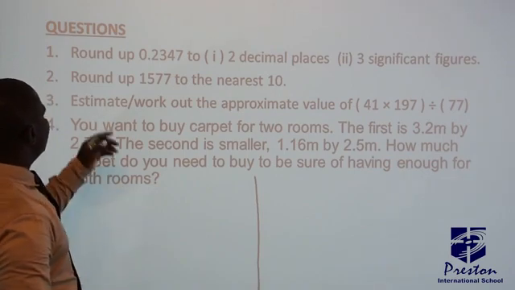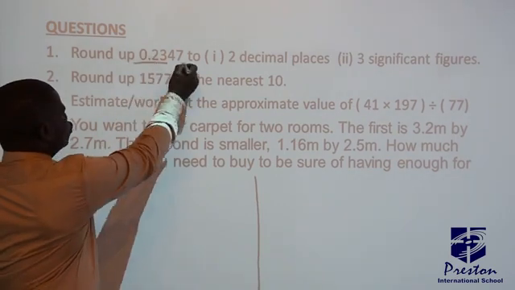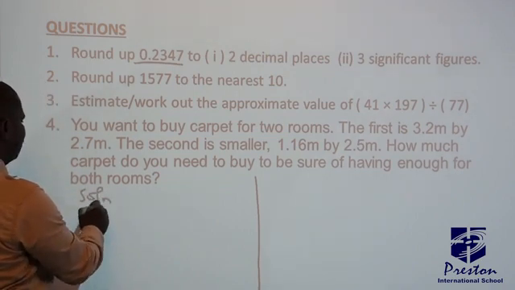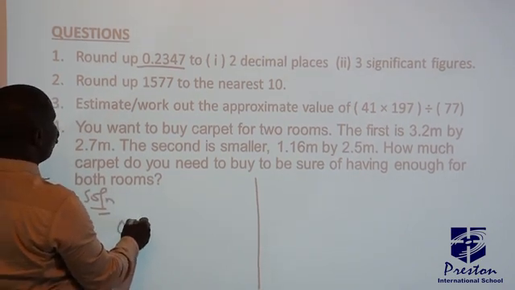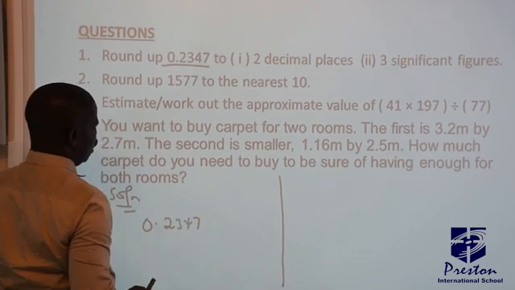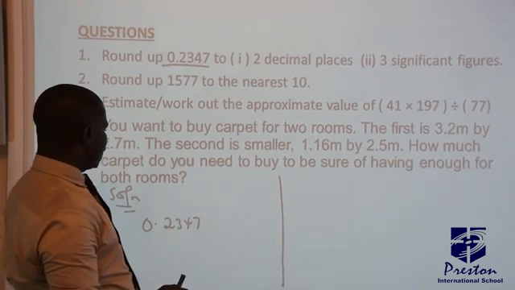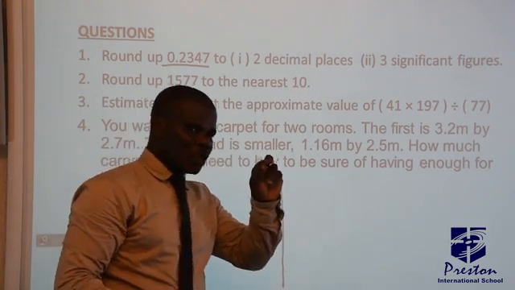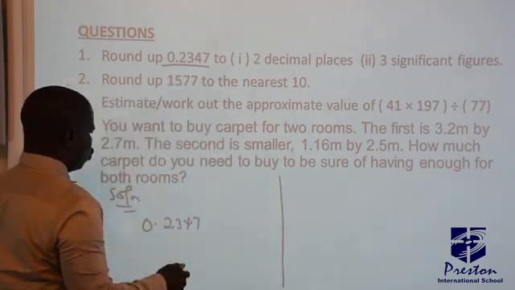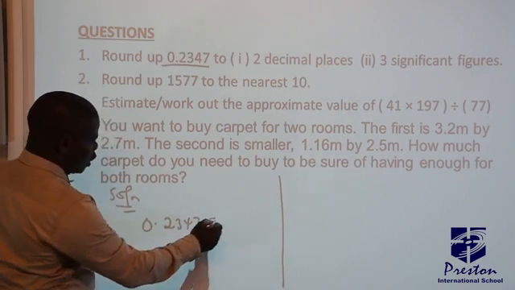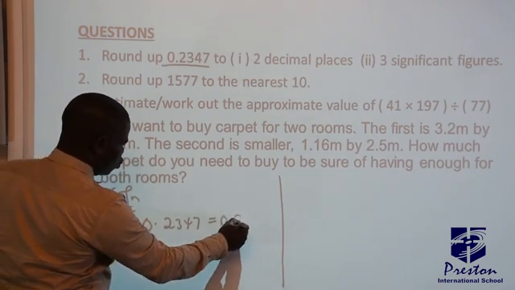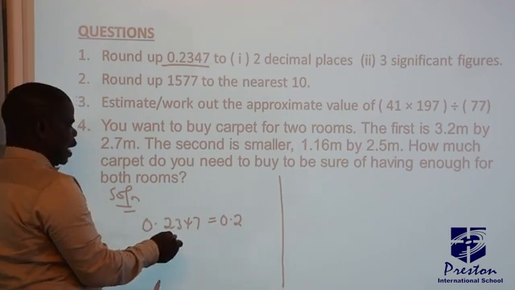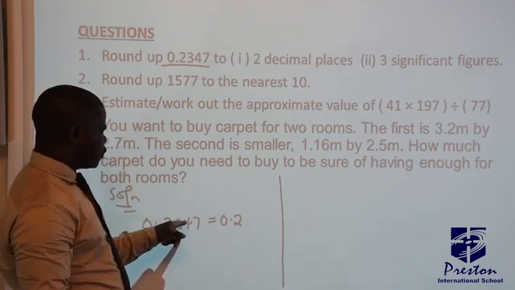The first one says, round up this number to 2 decimal places. That is 0.2347. Now, to 2 decimal places means 2 digits, 2 numbers after your decimal point. So now you have the first one, 0 point. The first one is 2. The second number is 3. And then the third number after the decimal point is 4.